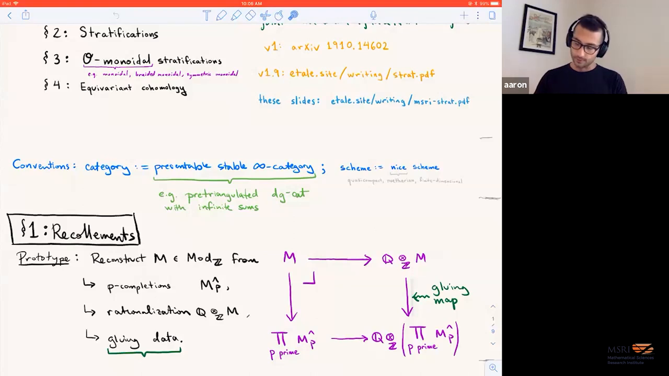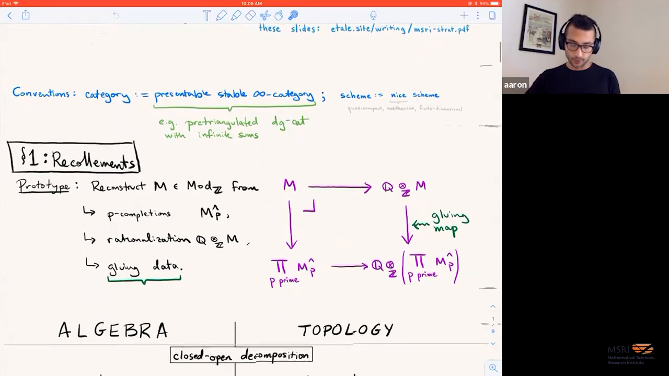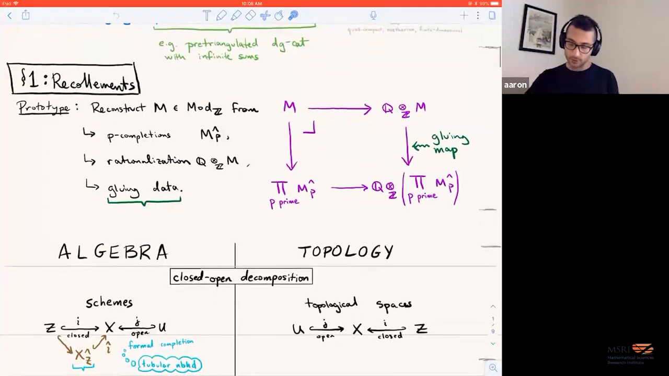That's fine. So I'll start by simultaneously explaining how recollements work in both algebra and in topology. The source of them is, in any case, closed-open decompositions. This is the major source of them. On the scheme side, we have a closed-open decomposition. So Z is always closed, U is always open, i and j are their inclusions. And here on the scheme side, we're also going to want to contemplate the formal completion. You can think of this as like a tubular neighborhood. I'll give an example in just a moment, but I wanted to get the general picture out there first.